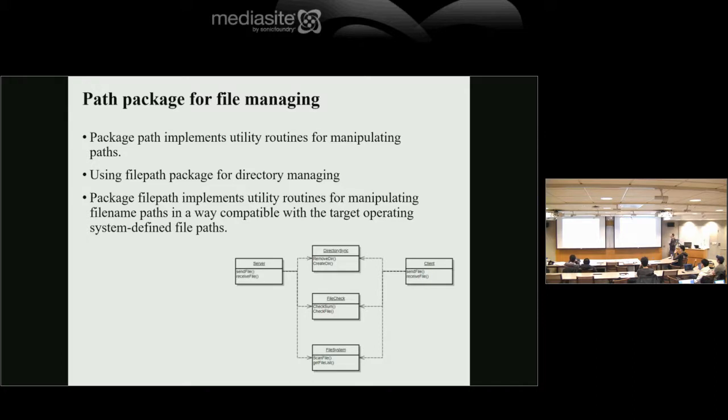Yeah, and another thing is I plan to use the path package provided by Go to do my directory synchronization. Like I said, before I do a file transfer, I just check. If I need to do a directory synchronization, I just use some helper functions provided by the path package to make sure the directory structure is the same. The package filepath implements utility routines for managing the different paths.